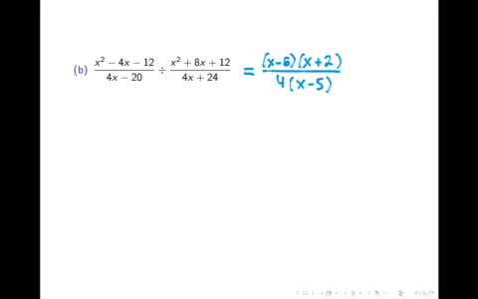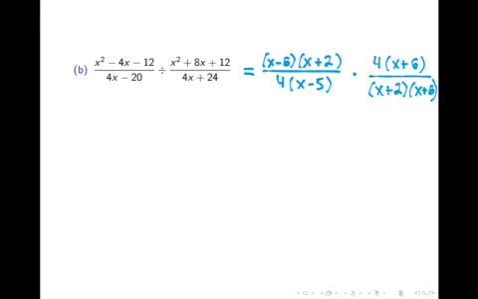Now I will flip my second fraction and factor it at the same time. So instead of dividing, it's multiplying. And then we have 4 times x plus 6. So that was 4x plus 24. I factored into 4 times x plus 6. And in the bottom, x squared plus 8x plus 12 factors into x plus 2 times x plus 6.